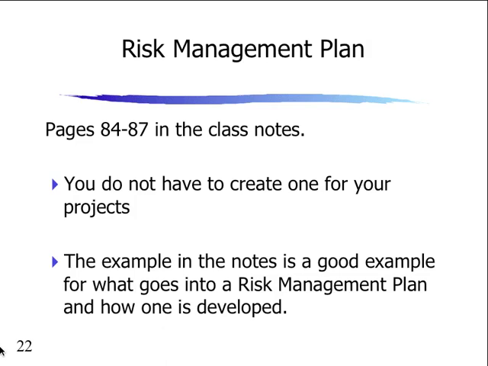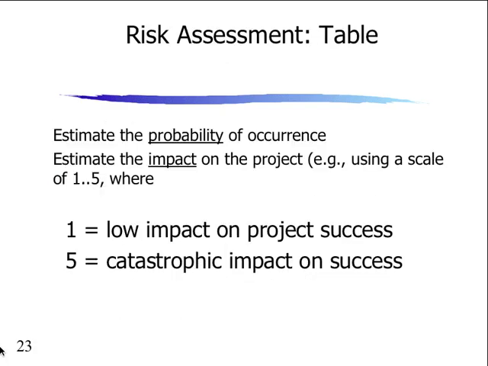On pages 84 through 87 in the class notes, we have the risk management plan. And you don't have to create one for your projects. You'll be happy to know that, because this could be an entire course in itself. In fact, risk management is usually an MBA course. It crosses over into software engineering as a subject, because software engineers need to know about risk management. You're working with blinders on if you're not paying attention to risks. And the examples in the course notes are good, showing how to develop a risk management plan and how one is developed.